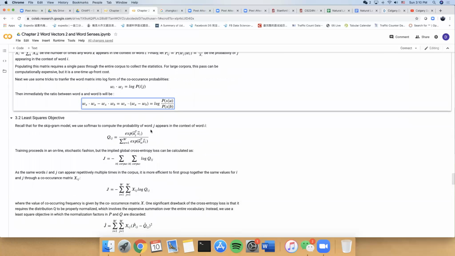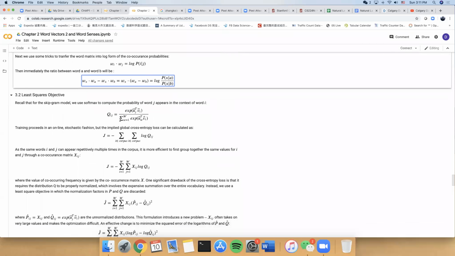The second step is we don't actually throw away the context word and center word definitions we used previously. We're still going to keep those. So this is the softmax function that computes the probability of word J appearing in the context of word I. It's Qij. So we have the Pij, and we have the Qij, right?